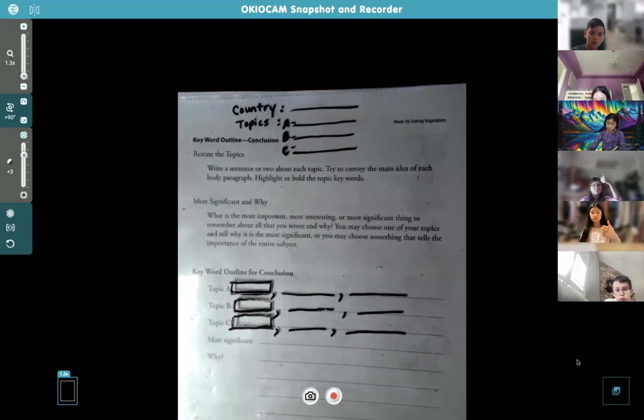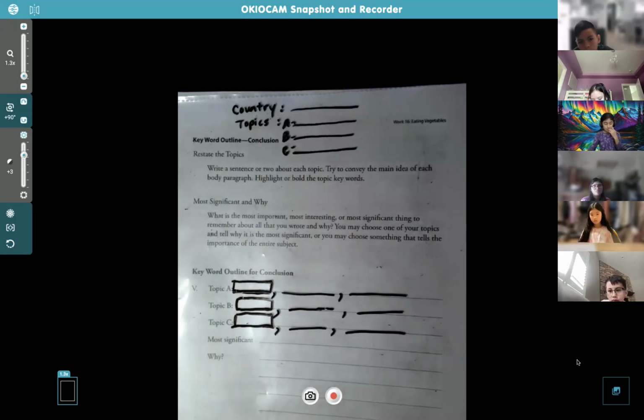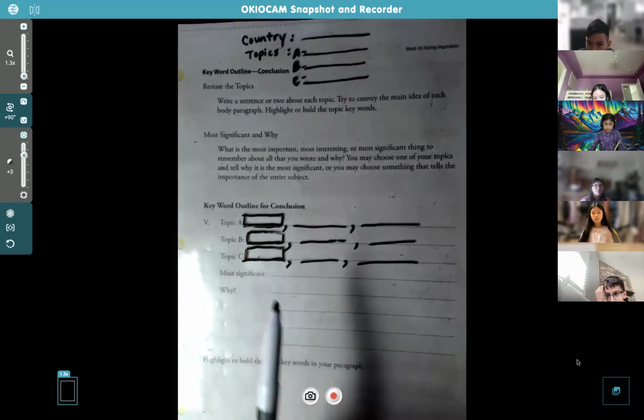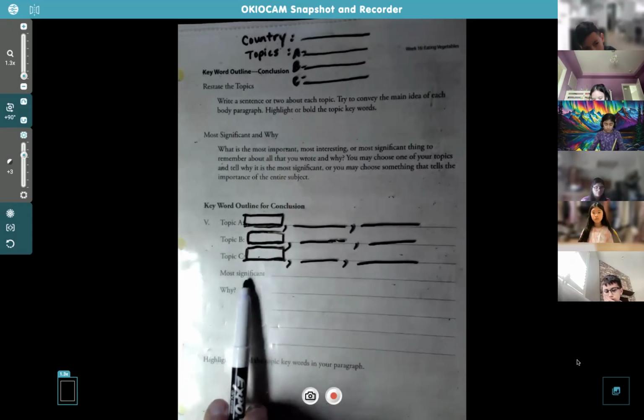That's to remind you, good, when you go to actually write or type this paragraph, use either a highlight or bold for these words that you put a box around. All right. The next part in a conclusion paragraph is the most significant and why.